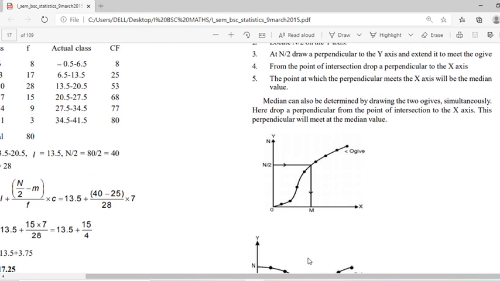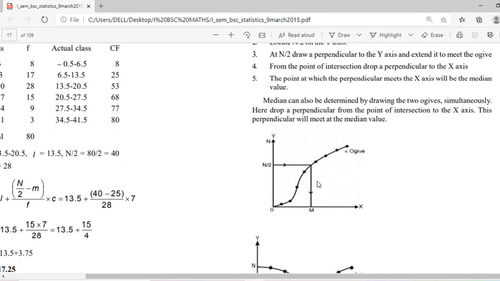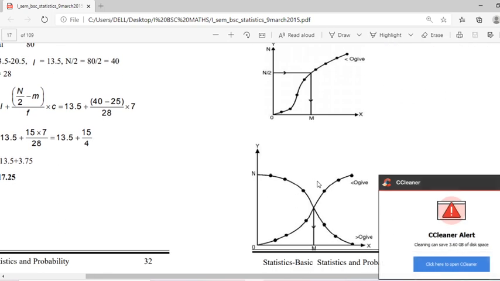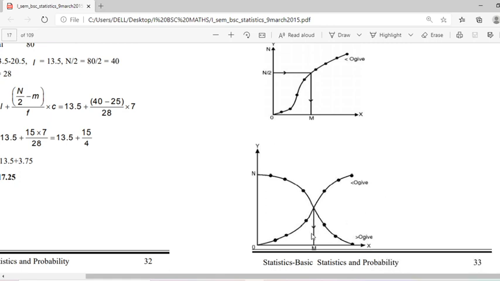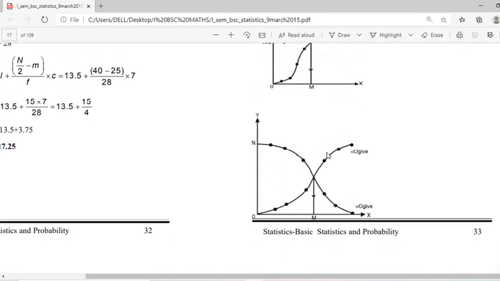Simultaneously, we can plot both ogive curves, the less than cumulative frequency curve and the greater than cumulative frequency curve, and find the point at which both curves intersect each other. That will be taken as the median. So this is the procedure of identification of median using a graph.